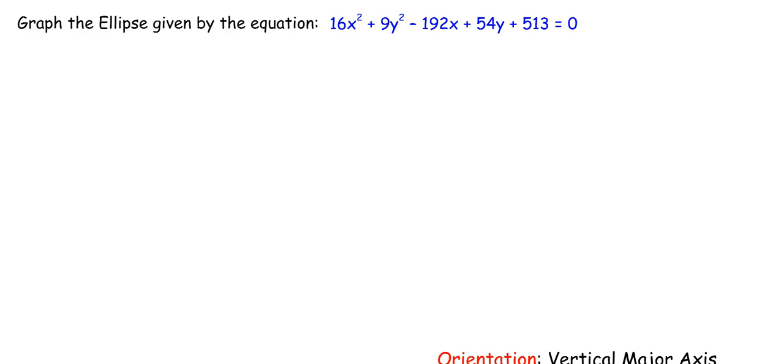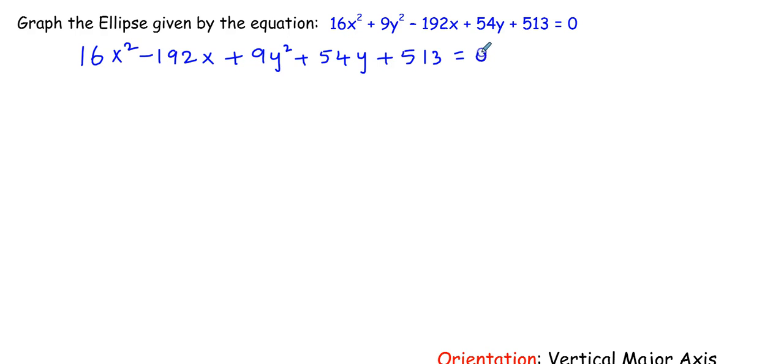So I'll write 16x square minus 192x plus 9y square plus 54y plus 513 is equal to 0.